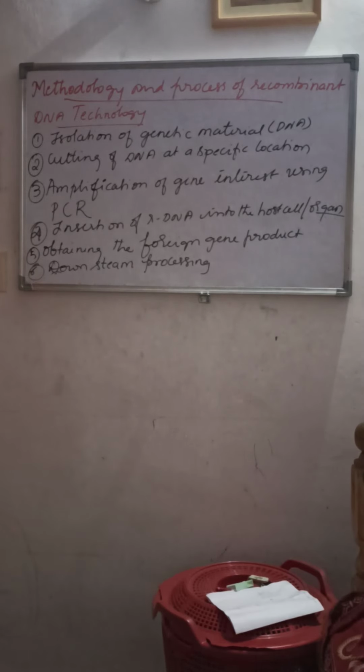So what are the steps that are involved in rDNA technology? That is isolation of genetic material, cutting of DNA at a specific location, amplification of the gene of interest using PCR, insertion of rDNA into the host cell or the organism, obtaining the foreign gene product, and next is the downstream processing. Now let us study one by one what all these steps are. So the first step is isolation of genetic material, that is the DNA.